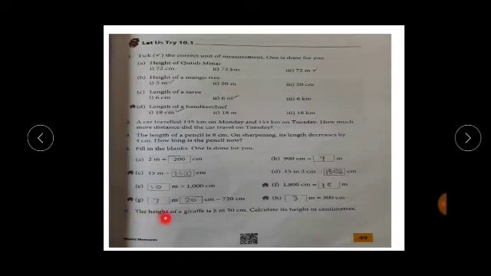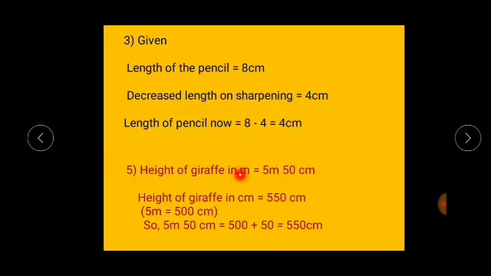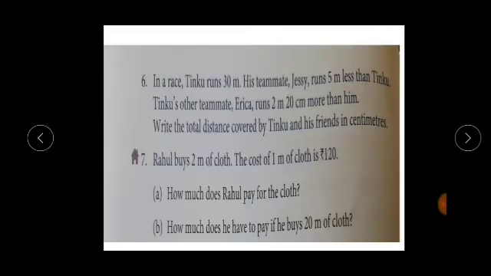Then fifth question. The height of a giraffe is 5 meter 50 centimeter. Calculate its height in centimeter. Height of the giraffe given in meter is 5 meter 50 centimeter. We know that 5 meter is equal to 500 centimeter. So height of giraffe in centimeter is 500. Instead of 5 meter, we can convert 5 meter into 500 centimeter plus this 50 centimeter. So total 550 centimeter. Okay children. And next question.